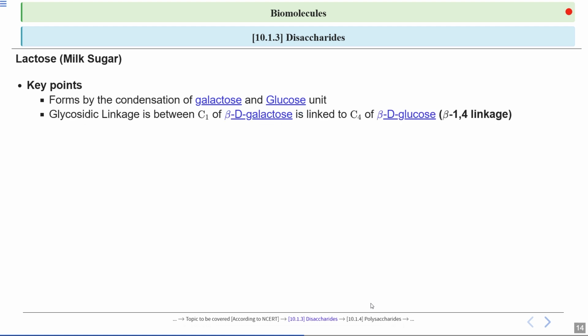Now, if we focus on what type of bond connects these sugars, this is a glycosidic linkage in lactose. So the glycosidic linkage in lactose is between carbon 1 of beta D galactose and carbon 4 of beta D glucose. So this is called a beta 1,4 linkage. Okay, so the numbers tell us exactly which carbon atoms are involved in the bond, and the beta here refers to the specific orientation of the sugars. So it is carbon 1 of beta D galactose and carbon 4 of beta D glucose.